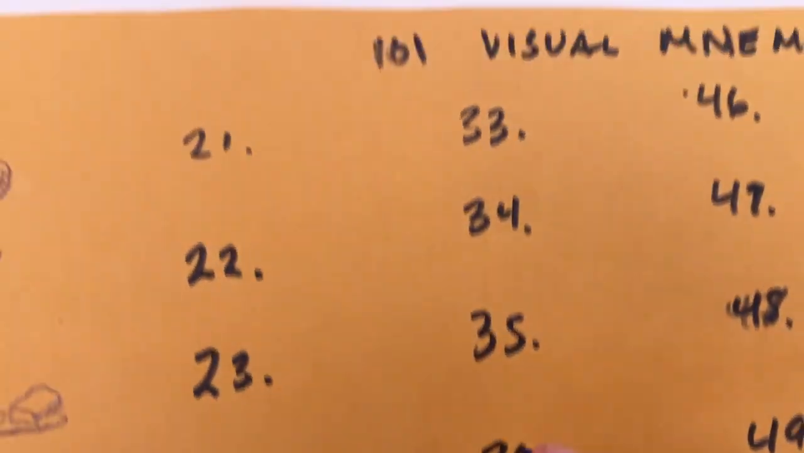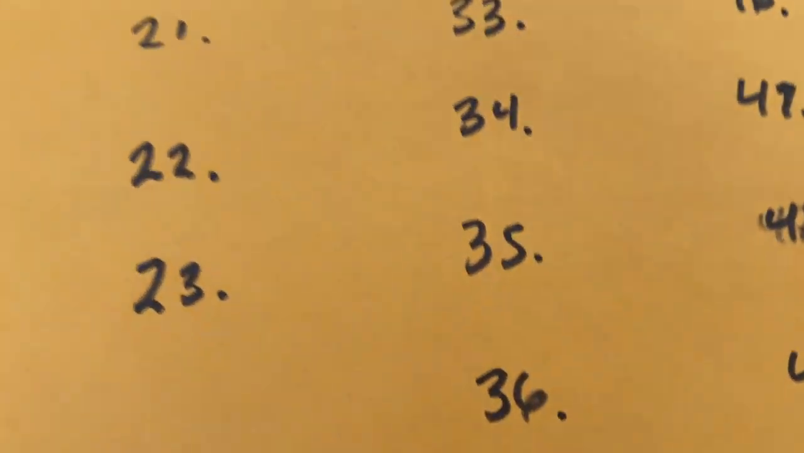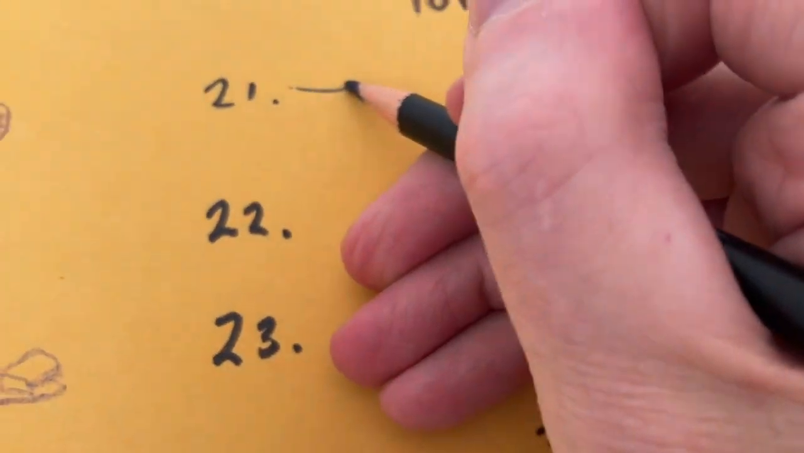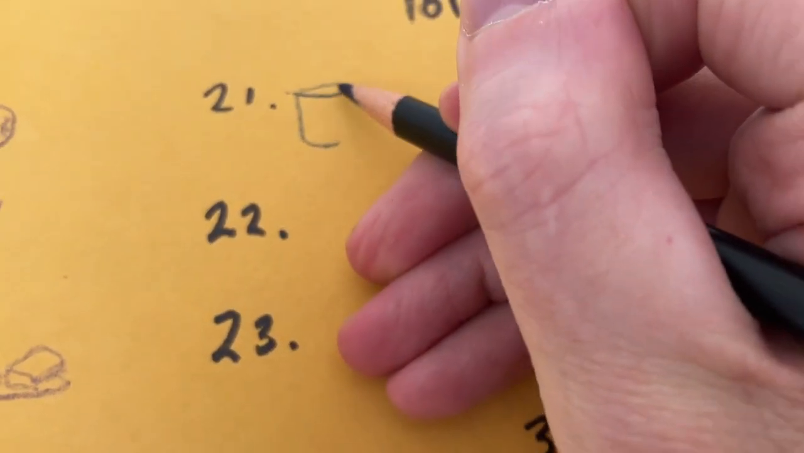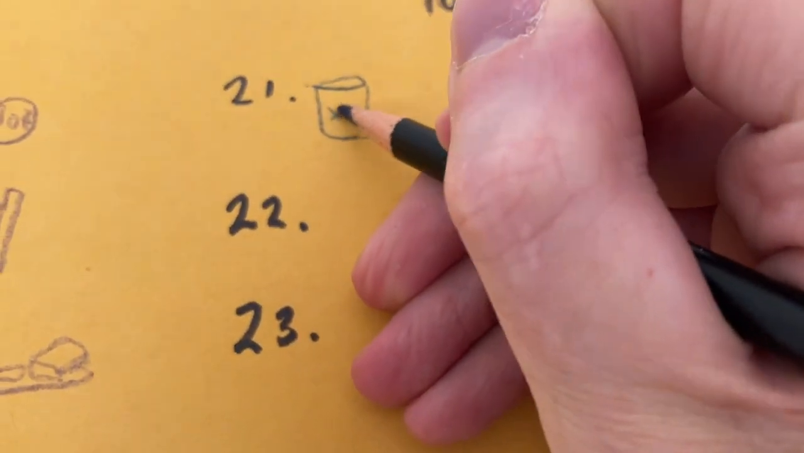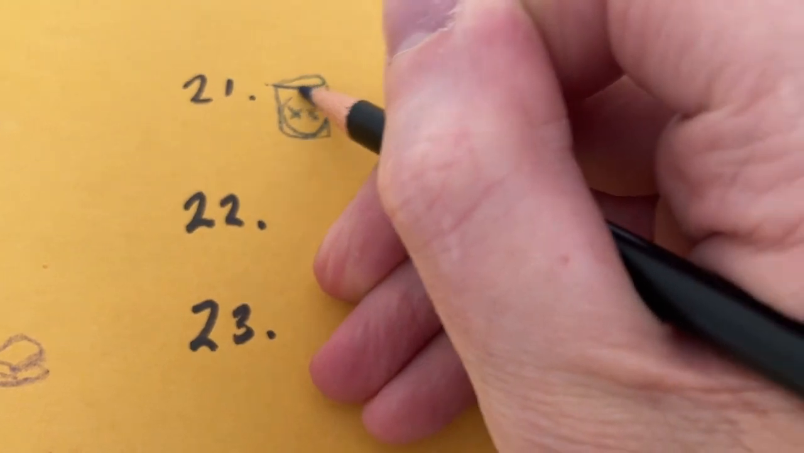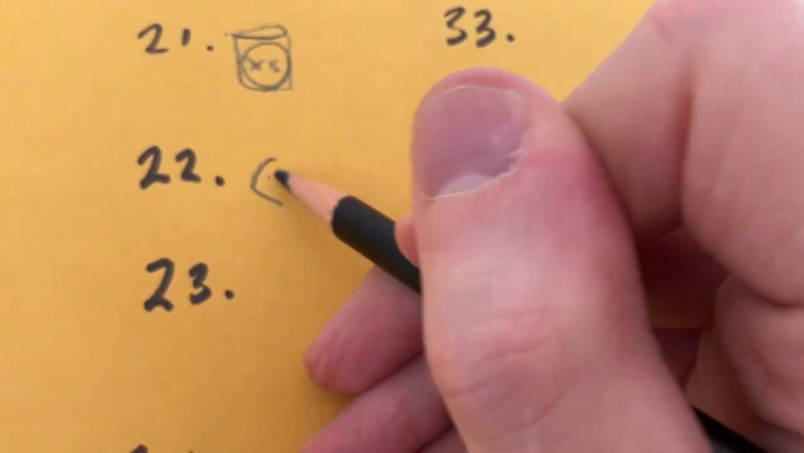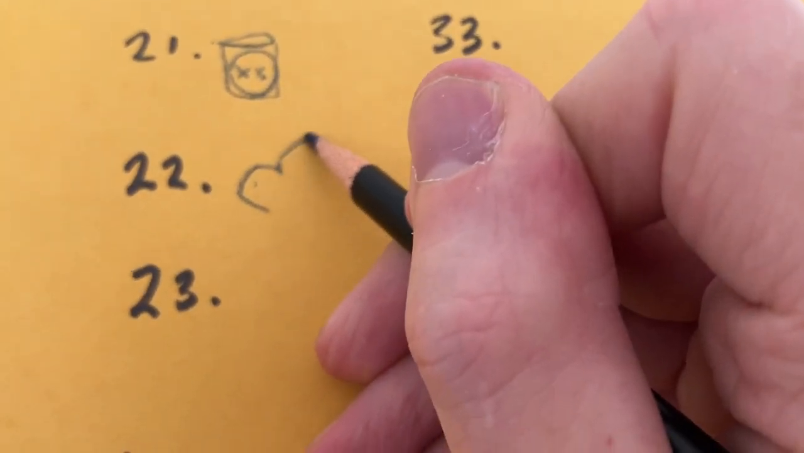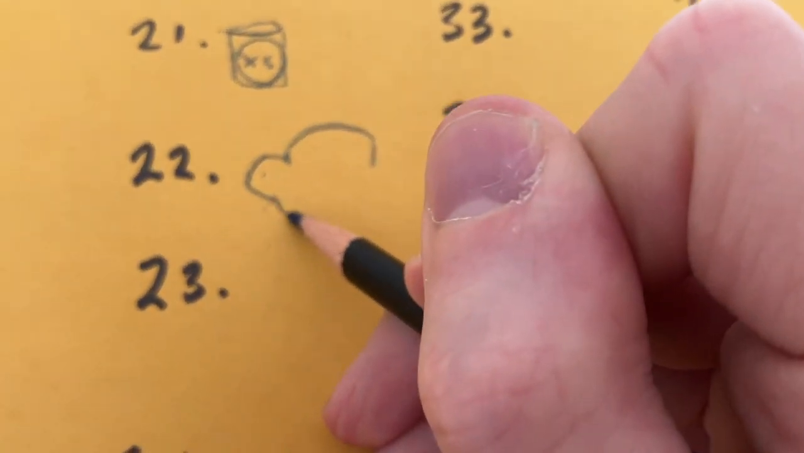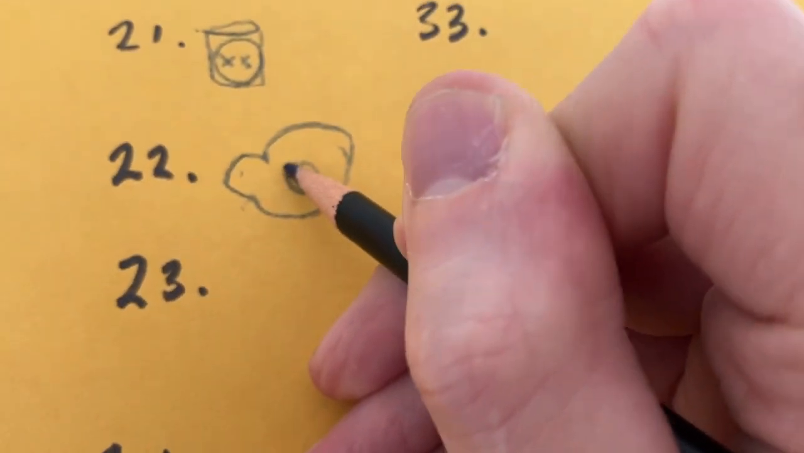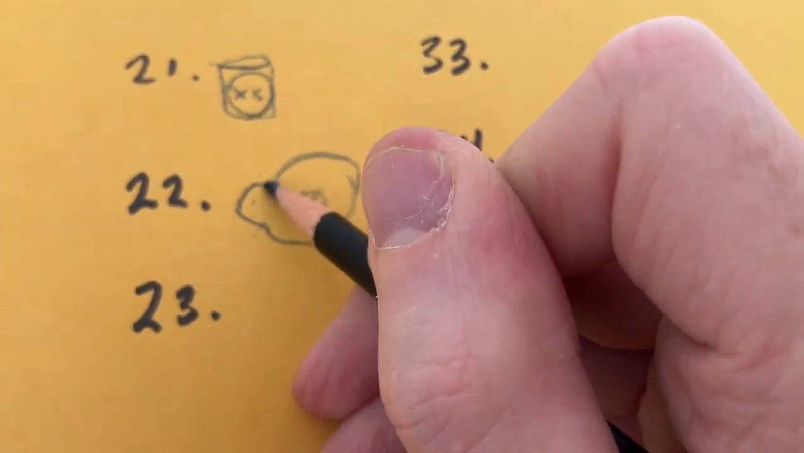Okay, for 21 I put beer. I'm going to use another pencil. For 21 I put beer, because that's the legal age of drinking beer. Okay, so for 22 I put a glove for the Joseph Heller book, Catch 22. So you can have baseball in there if you want.